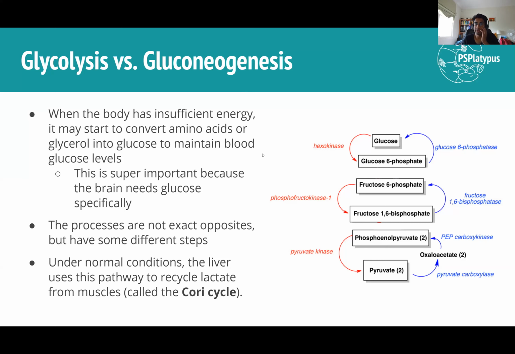Now, we also use this process to recycle lactate. So when we ferment pyruvate instead of going through aerobic respiration, we can end up with lactic acid buildup in your muscles. And so your body doesn't like that being around, so it needs to get rid of it. You probably would have heard this in Bio 3-4. What you didn't get taught was how it gets rid of it. So we use something called the Cori cycle.